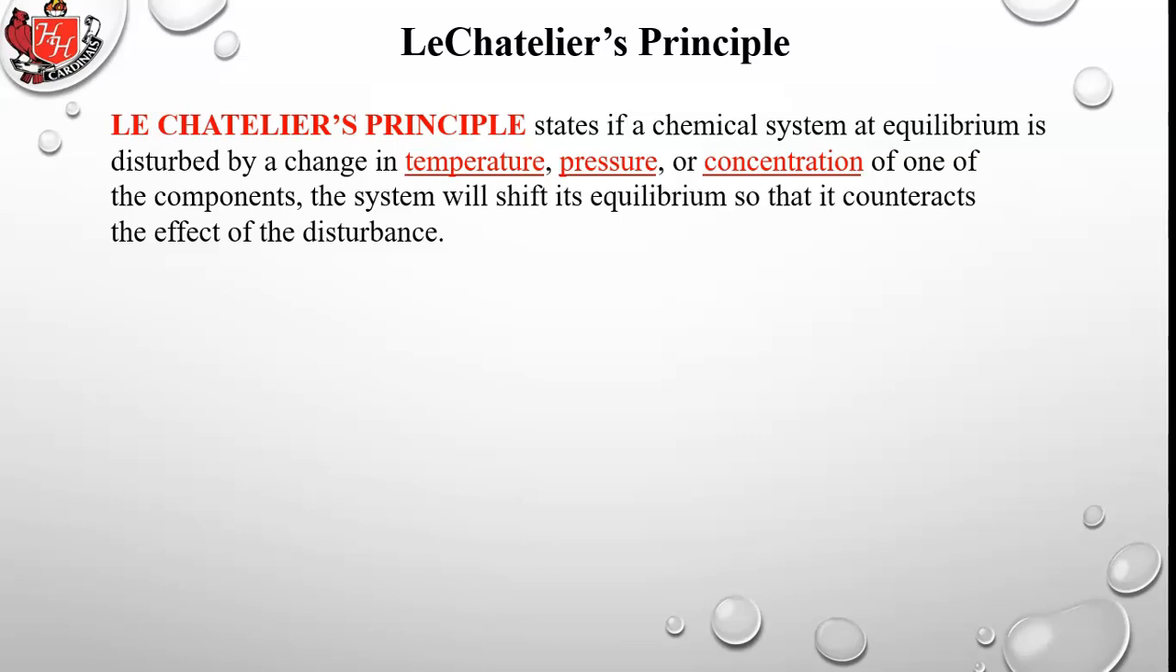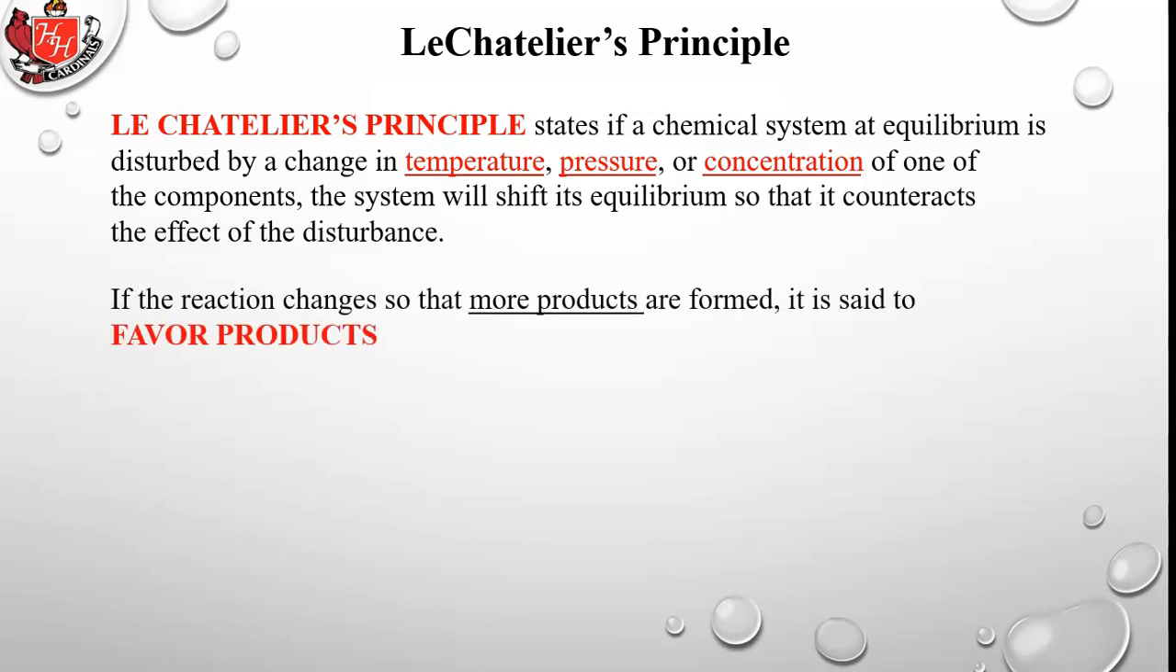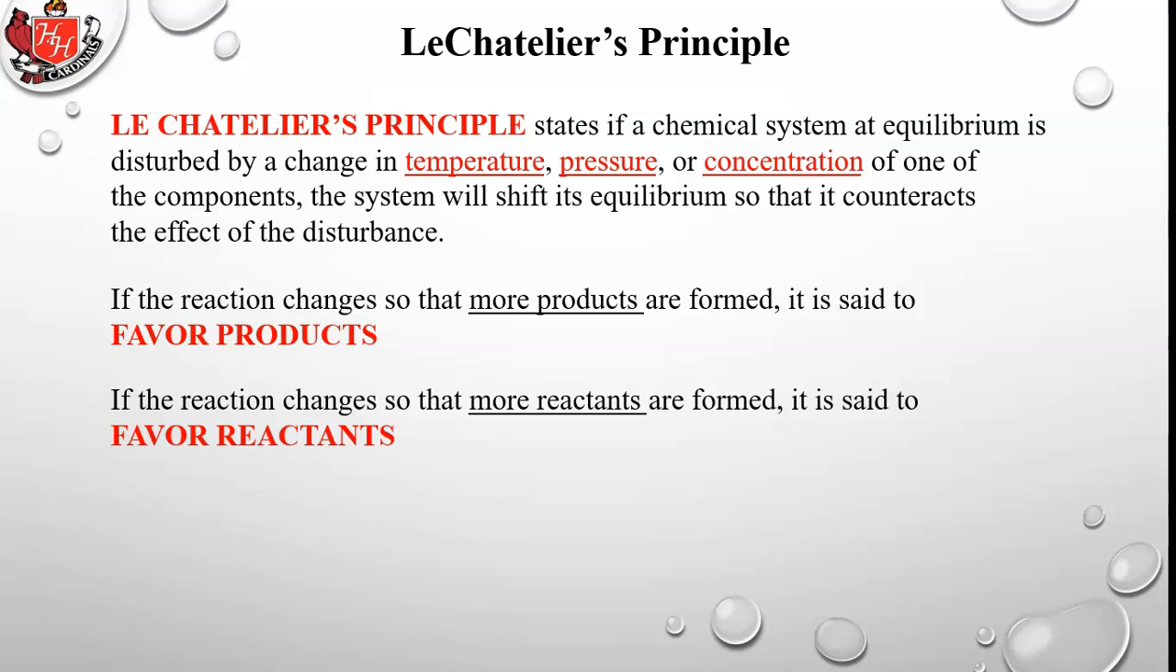So Le Chatelier's principle states that if a chemical system at equilibrium is disturbed by a change in temperature, pressure, or concentration of one of the components, either reactants or products, then the system will shift its equilibrium so that it counteracts the effects of that disturbance. Sometimes books refer to that as putting a stress on the system. If the reaction changes so that more products are formed, it is said to favor products. If the reaction changes so that more reactants are formed, it is said to favor reactants.